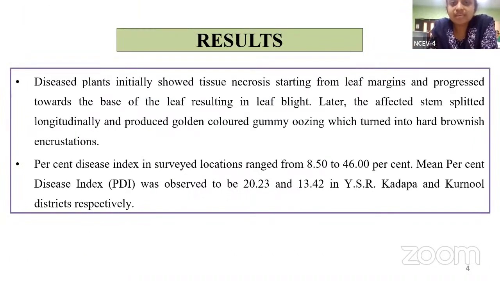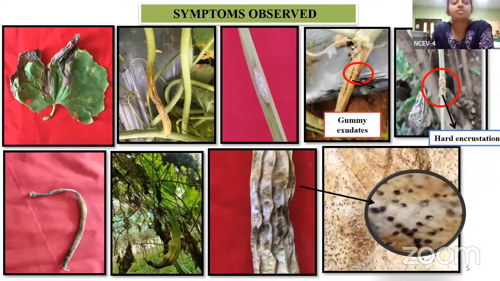During the survey, symptoms were observed on all the aerial parts of the plant, right from the seedling to the harvesting stage. On the leaf, initially we observed leaf spots, and the majority of the leaf spots were present on the leaf margins. As time passes, these spots coalesce, enlarge in size and turn dry, and rapidly the tissue necrosis started from the leaf margins and progressed towards the base of the leaf.